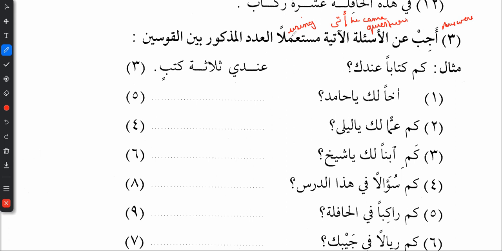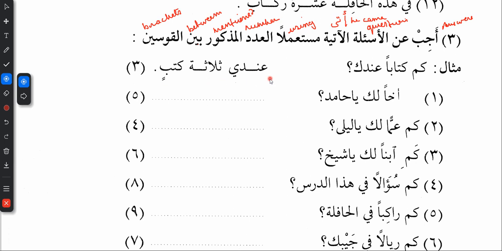Al-adad, number, using number. Al-mazkur, mazkur means mentioned, baina, between, al-qawsain, brackets. So you should understand the question also very well in Arabic. Mithal. Now this is the mithal. Kam kitaban indak. How many books do you have? So you will say indi, any number. You can take the number from here, but you can use any number of your choice.